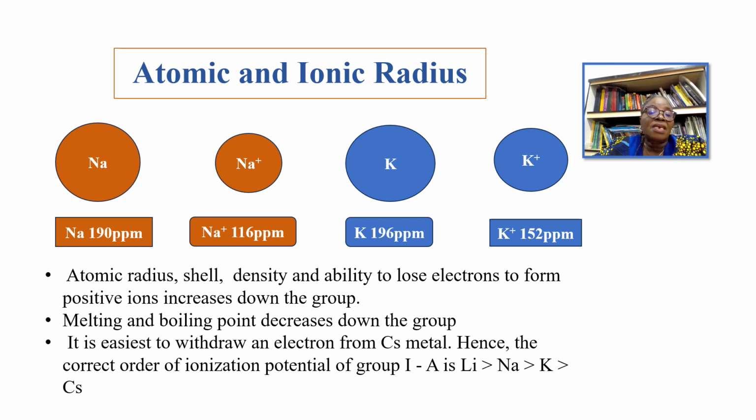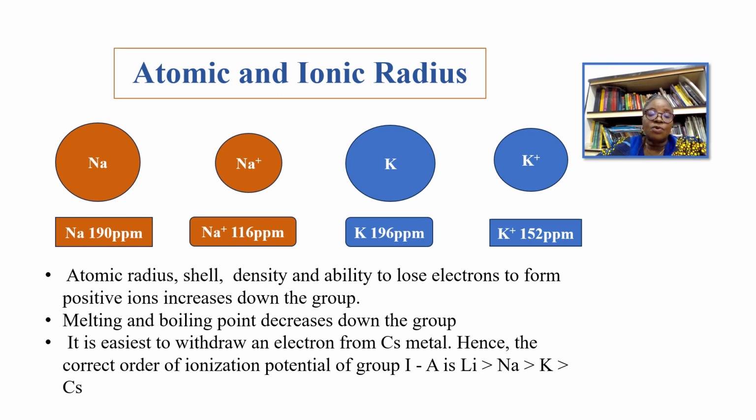So we can see that ionic radius increases down the group. Also, atomic radius increases down the group. So atomic shell increases, atomic radius increases, density and ability to lose electrons to form positive ions increases down the group, and the melting and boiling point decreases down the group.